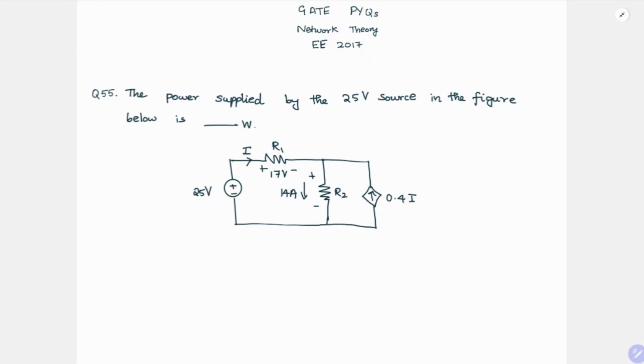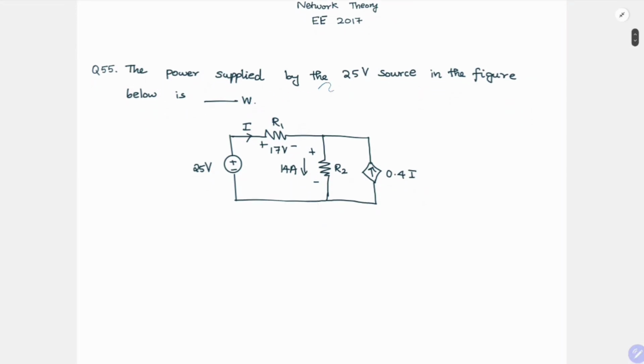Hello guys, welcome back. So here we have another question from GATE EE 2017 on network theory. The power supplied by the 25 volt source in the figure below is dash watt. So this is the circuit and here is our 25 volt voltage source.